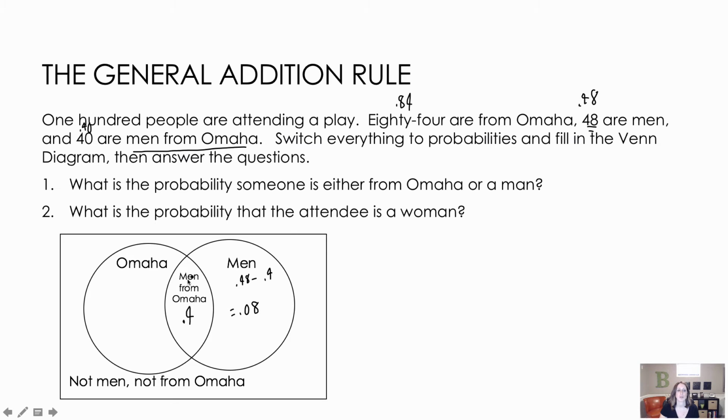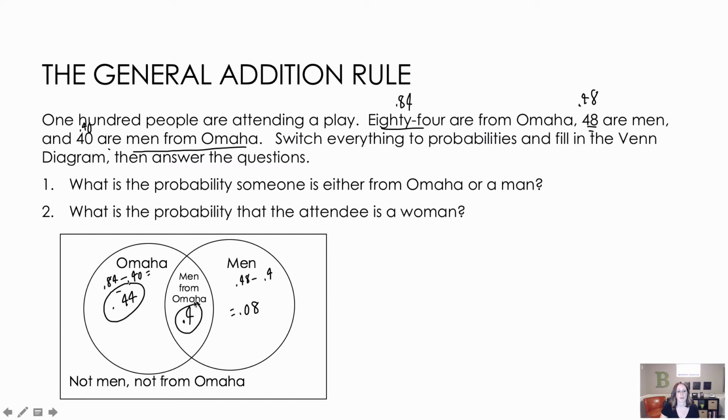Does that make sense? So we started out with the 40%. This is the easiest one to do first if you have that value. 40% are men from Omaha. There are 48% men total, which means 8% go in men, plus the 40% over here, which means inside the circle for men is 48. Inside the circle for Omaha, I need 84. Well, I've got 0.4, so I need 0.84 minus 0.4, which would give me 0.44. So 44% are people from Omaha who are not men, which essentially means women from Omaha.